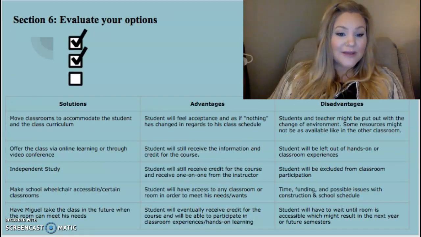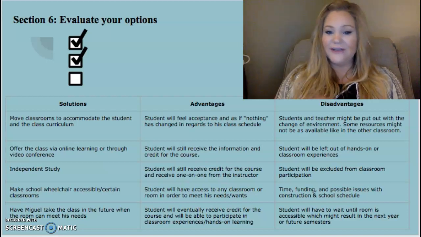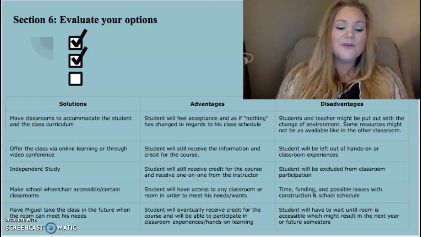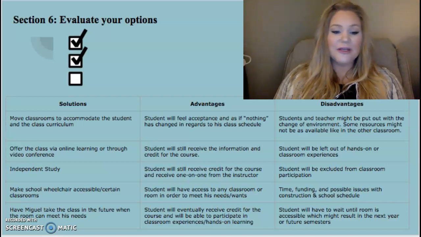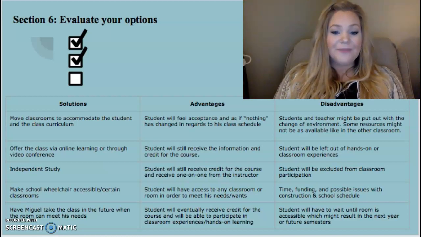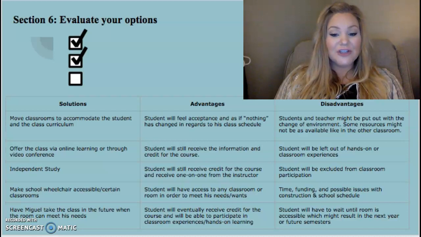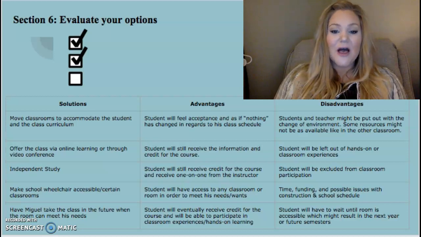To evaluate the options, I put down the realistic solutions and then the advantages and disadvantages of them. So the first one would be to move classrooms to accommodate the student and the class curriculum. Some advantages would be the student would feel acceptance as if nothing has changed in regards to the class schedule. He would still be with the same group of kids that hour. A disadvantage to that, though, is student and teacher might be put out with a change of environment. Some resources might not be available, like in the other classrooms.